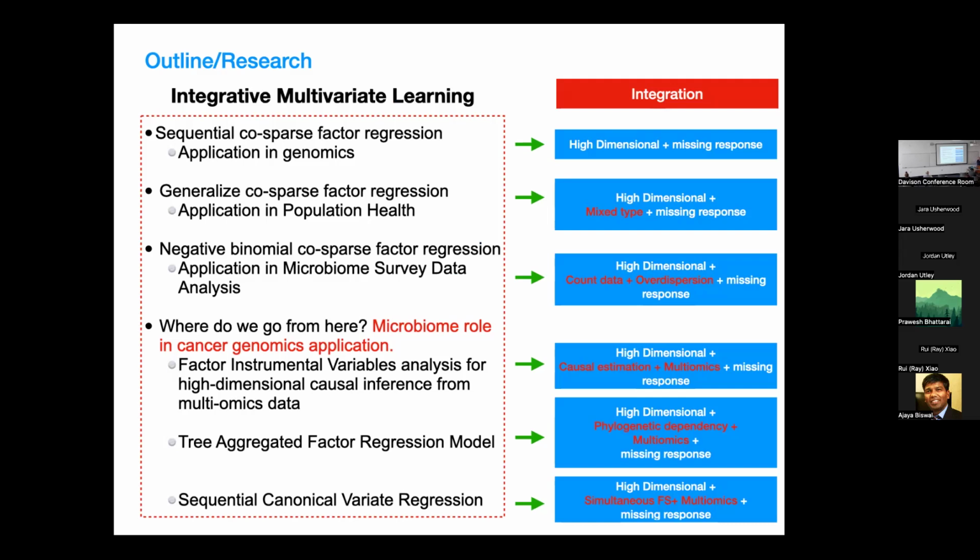using the framework. So for instance, my journey started with the sequential post-sparse factor regression model, or the generalized post-sparse factor regression model, with the idea of solving the problem of high dimensionality and the missingness in the response. I'm not saying that I'm solving all the problems of multi-omics, but there are certain aspects or complexities of the omics data sets that each of these models allows us to address. So one approach tries to help us with the high dimensionality and missingness.